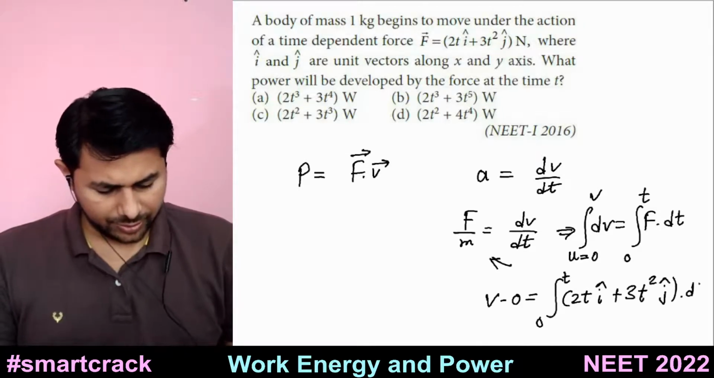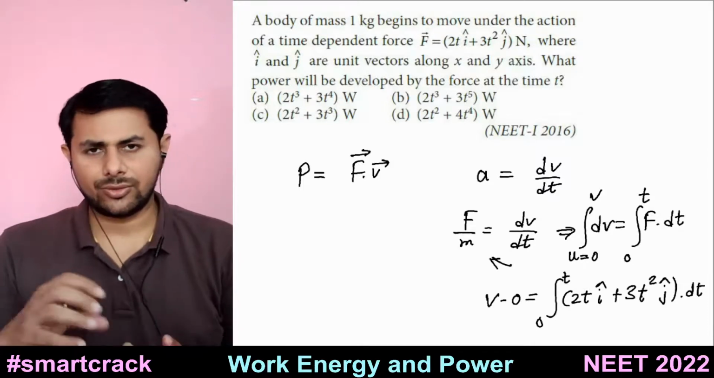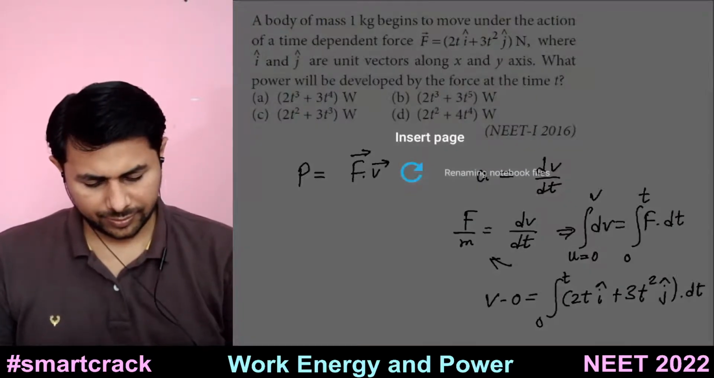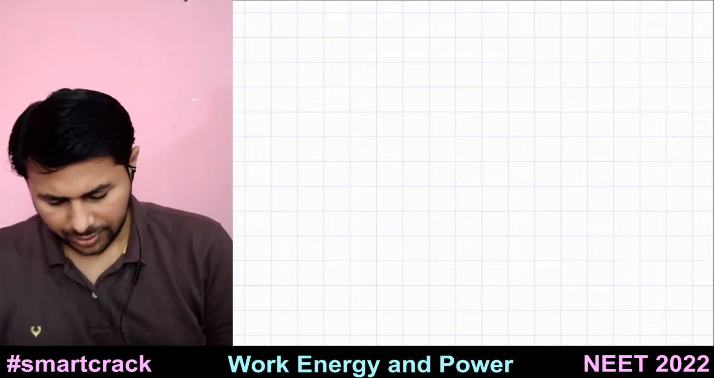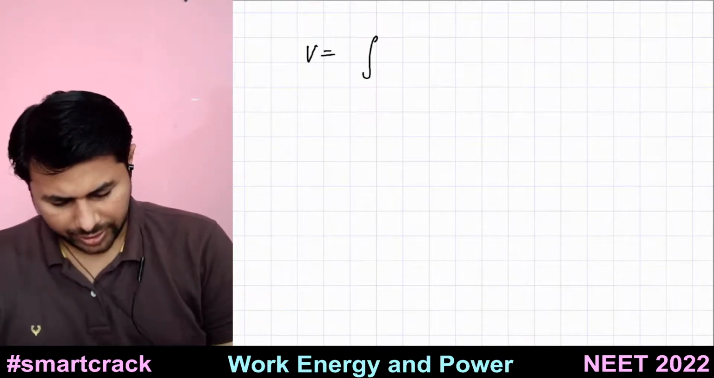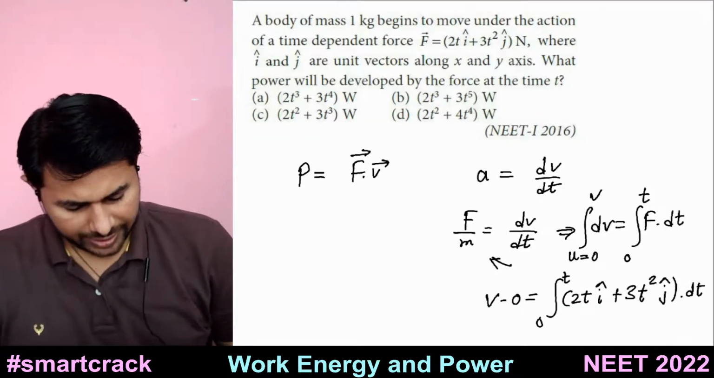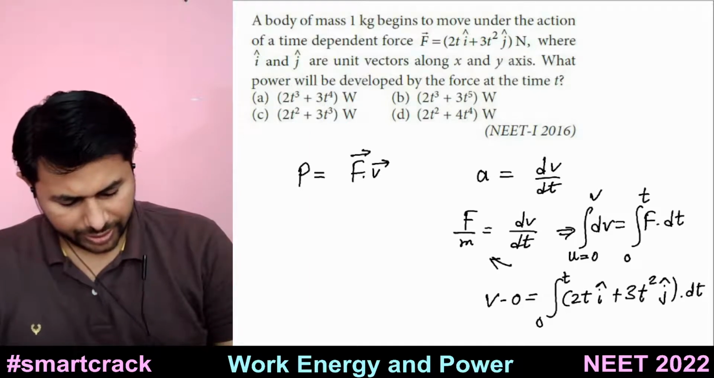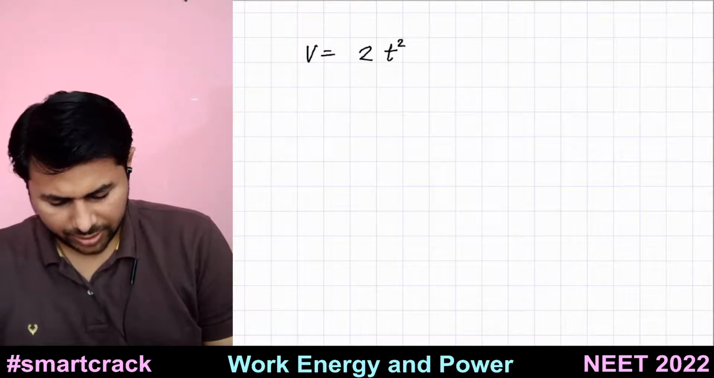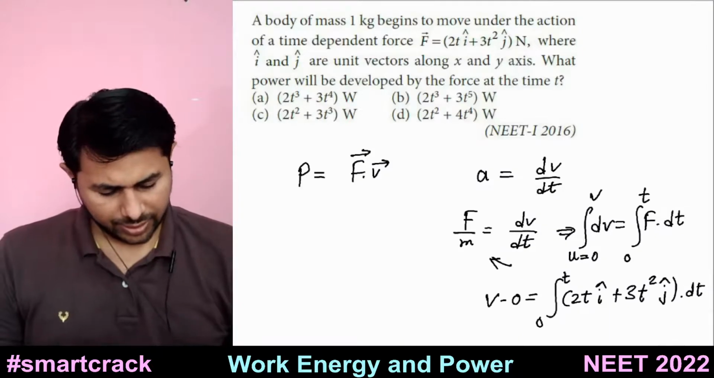Okay, into we have dt. So now what will be the integral of 2t, 2 times t? 2 we can take outside. Integral of t will be t square upon 2. So v is equal to this integral we are solving. 2 we can take outside. Integral of t will be what? T square divided by 2. So we have 2 times t square upon 2 into i cap, and then we have 3t square.